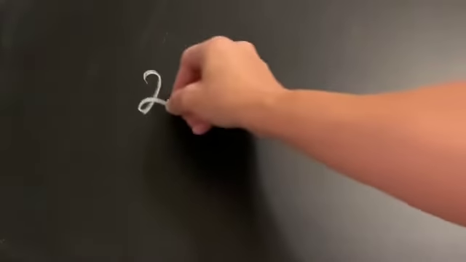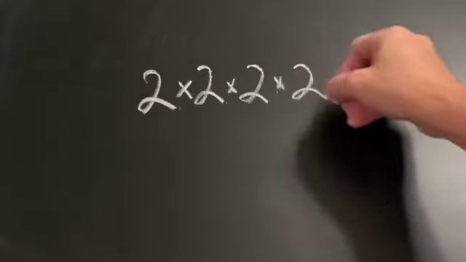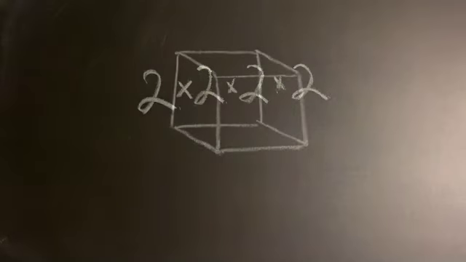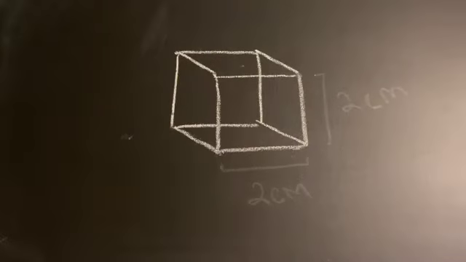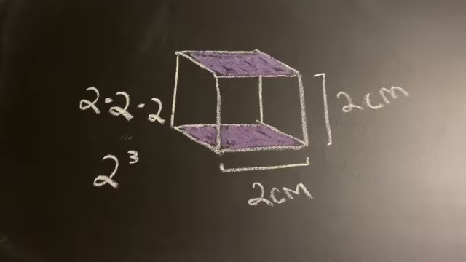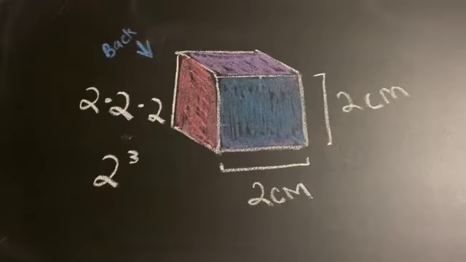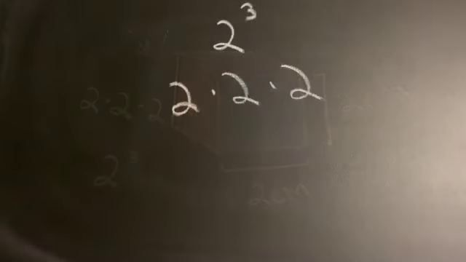In algebra, products occur that contain repeated multiplication of the same factor. For an example, the volume of a cube whose sides each measure 2 centimeters is 2 times 2 times 2 cubic centimeters. You see, a cube has a top and bottom, so that's 2 sides. It has a left and a right side, that's another 2, and a front and a back, and that's a third. So 2 times 2 times 2 is also written as 2 cubed. It's just a more compact form.